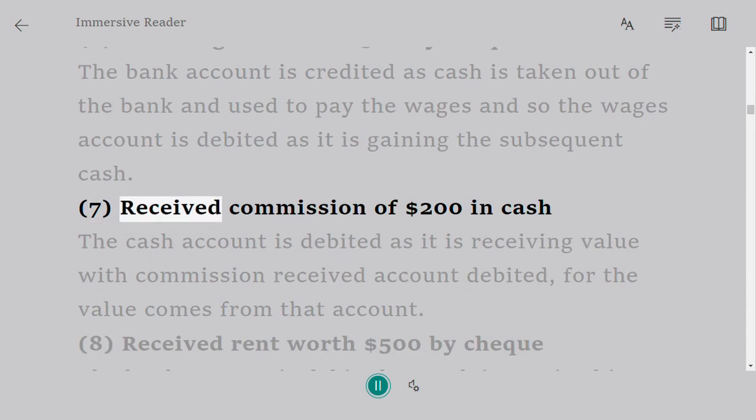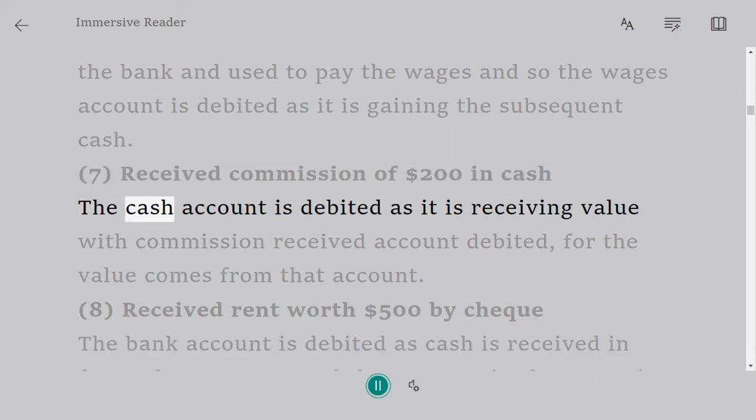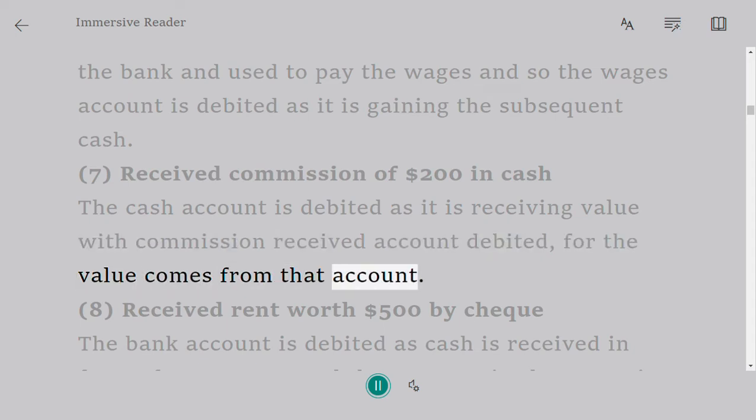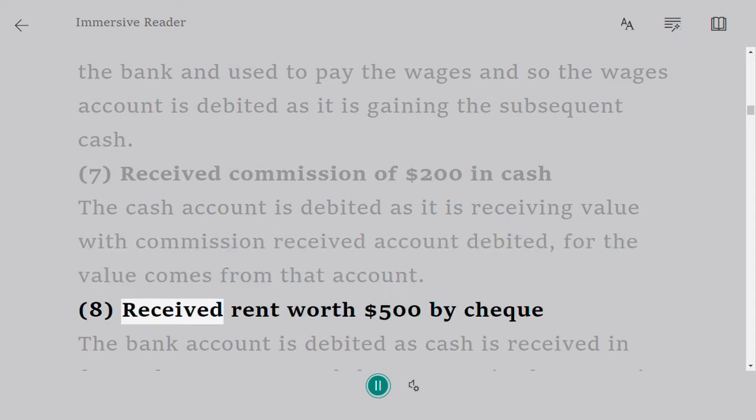7. Receives commission of $200 in cash. The cash account is debited as it is receiving value, and the commission received account is credited, for the value comes from that account. 8. Receives rent worth $500 by check.